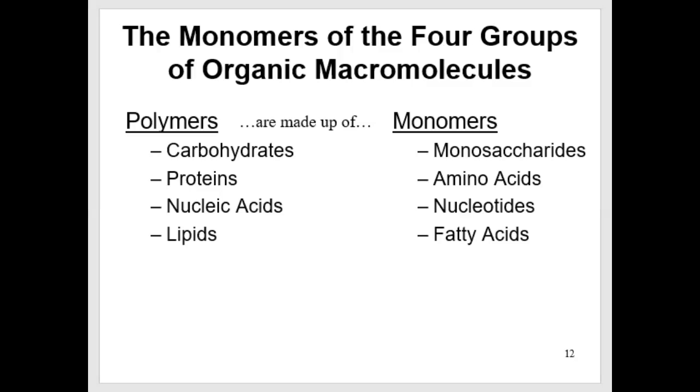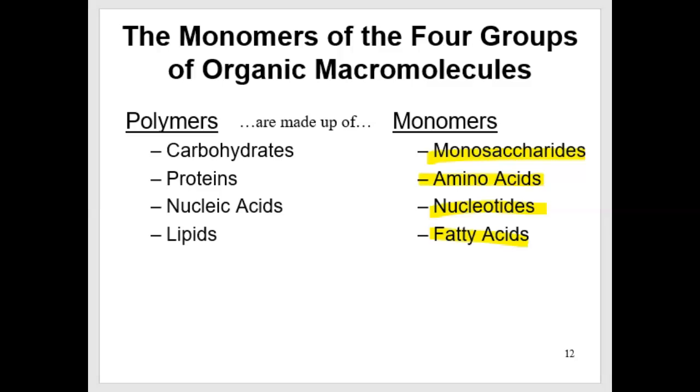and from a lipid. So all carbohydrates are composed of more than one monosaccharide. So that's the monomer, a monosaccharide, for carbohydrates right here. Proteins are made up of monomers called amino acids. Nucleic acids are made up of monomers called nucleotides. And lipids are made up of monomers called fatty acids.